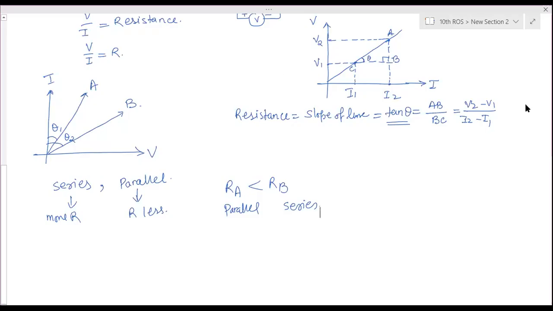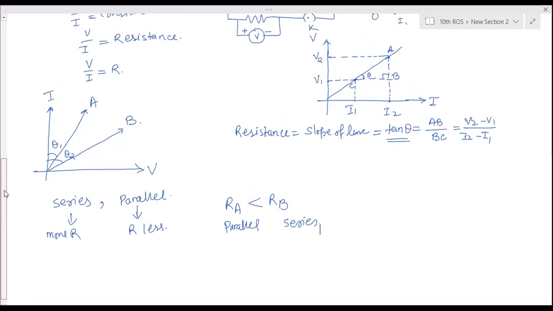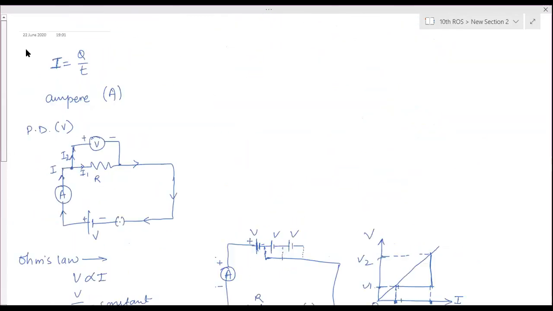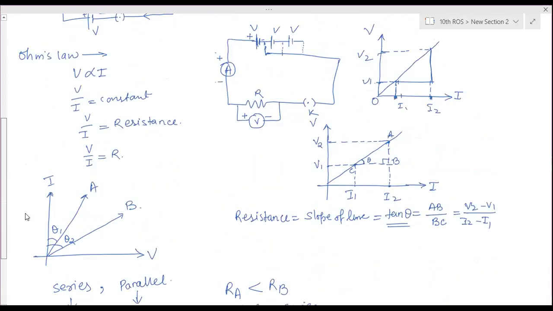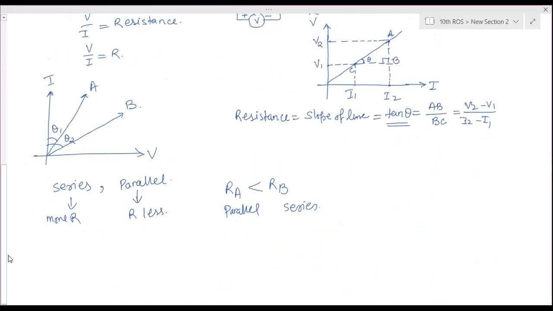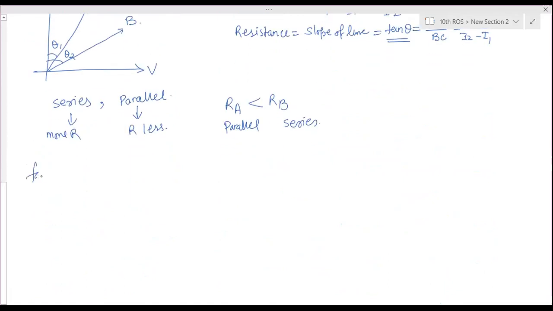Factors affecting resistance: the temperature and the nature of the conductor. First one is the nature of the conductor, which material it is made up of. It depends on that. That is the resistivity part. Lesser resistivity, lesser resistance. More resistivity, more resistance.